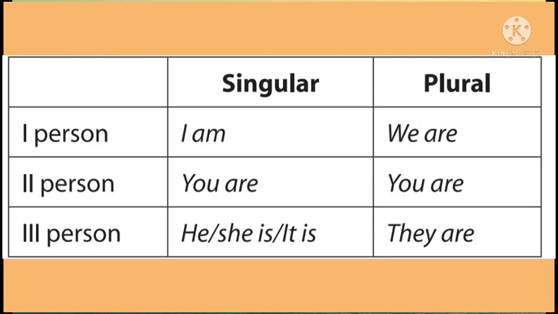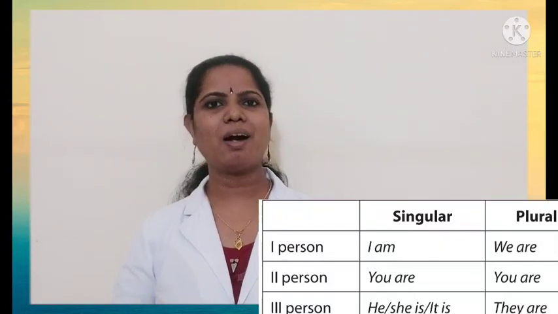Can we use they is? They is playing football? No, we can't say like that, right? So there is an agreement between the subject and the verb, okay? That is why we use they are and we never use they is. That's a wrong usage. We never say we am. That is also wrong usage. There is an agreement between the subject and the verb. So we have to use we are.